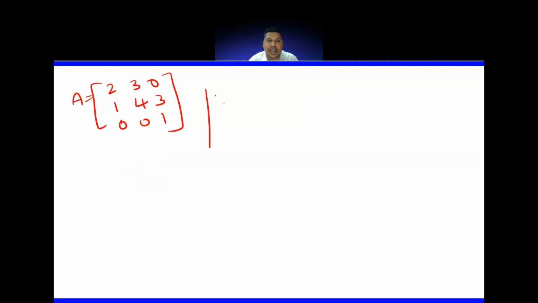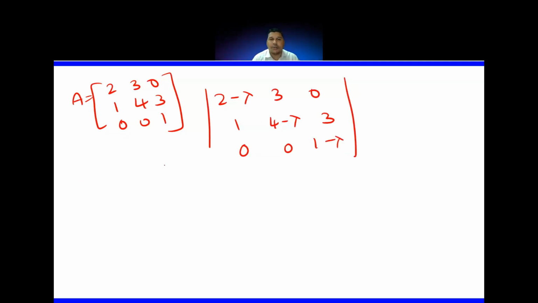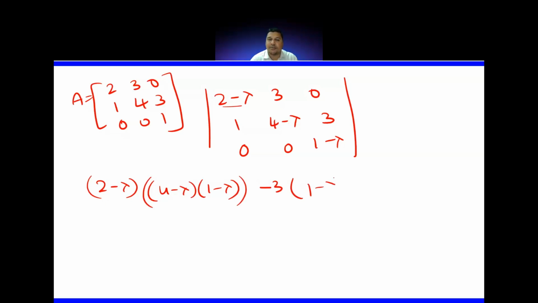So the matrix becomes 2 minus lambda, 3, 0; 1, 4 minus lambda, 3; 0, 0, 1 minus lambda. If you solve this determinant, what equation do you get? Maybe (2 minus lambda) into this minus this, so it is (4 minus lambda)(1 minus lambda), minus 3 into 1 minus lambda. Again, 0 means this term is gone. Even if you multiply with 0, it is nothing here.